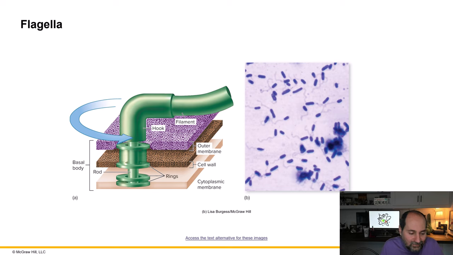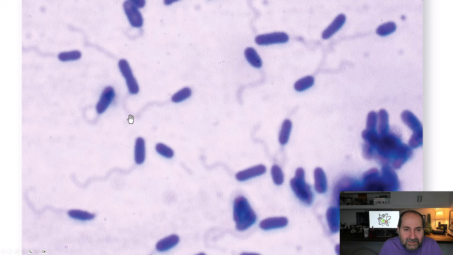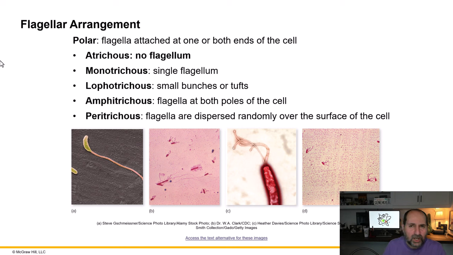A bacterial flagella spins and spins and spins thanks to the basal body motors. Isn't that neat? So think of it as a rotary motor. These bacteria, their flagella is spinning and spinning and spinning. And that spinning is what provides the motility. And what's interesting is that not all bacteria have a flagella.